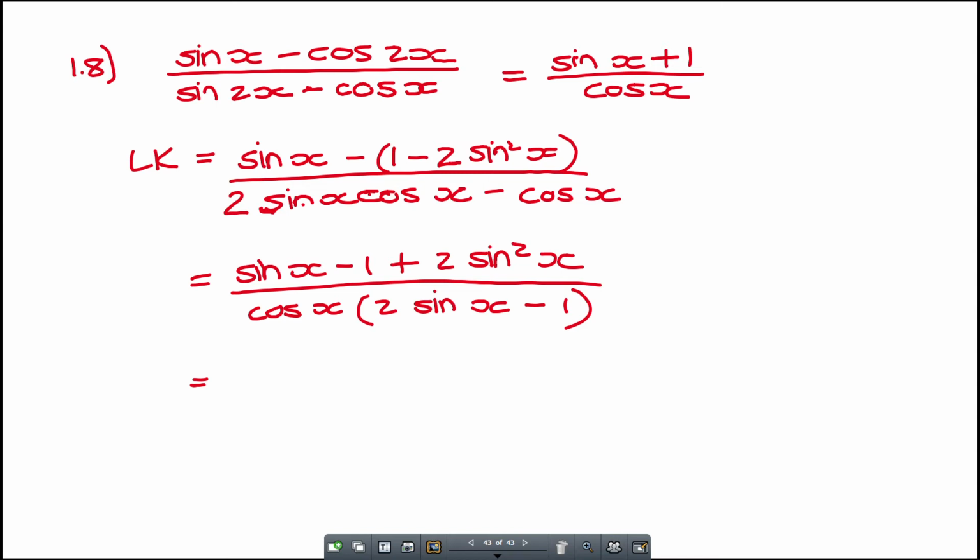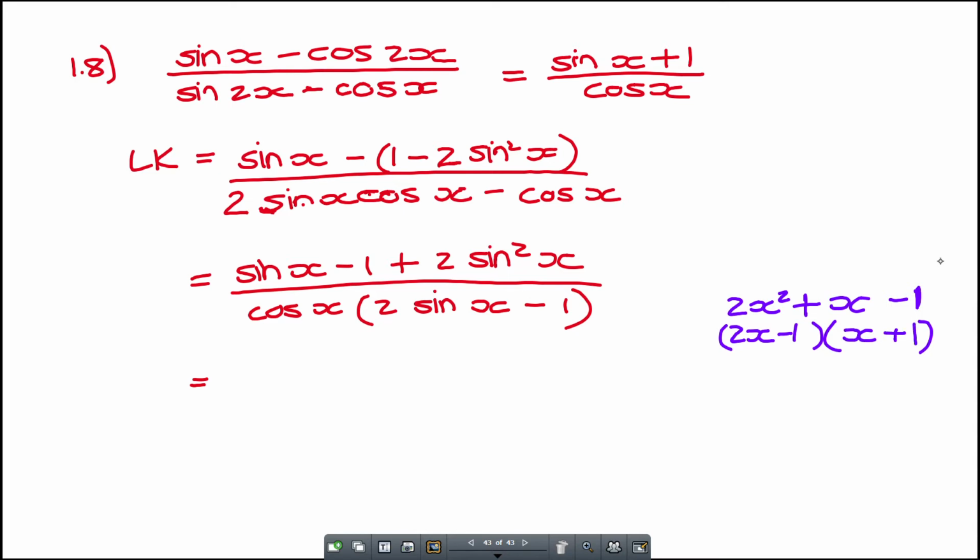So think of sin x as just x for now. So that looks like a 2x squared plus x minus 1. Nee? Right, so dit's 'n trinomial, nee, dis 'n 3 term, en jy sou gesê dit gaan wees 2x minus 1 en x plus 1. Nee.